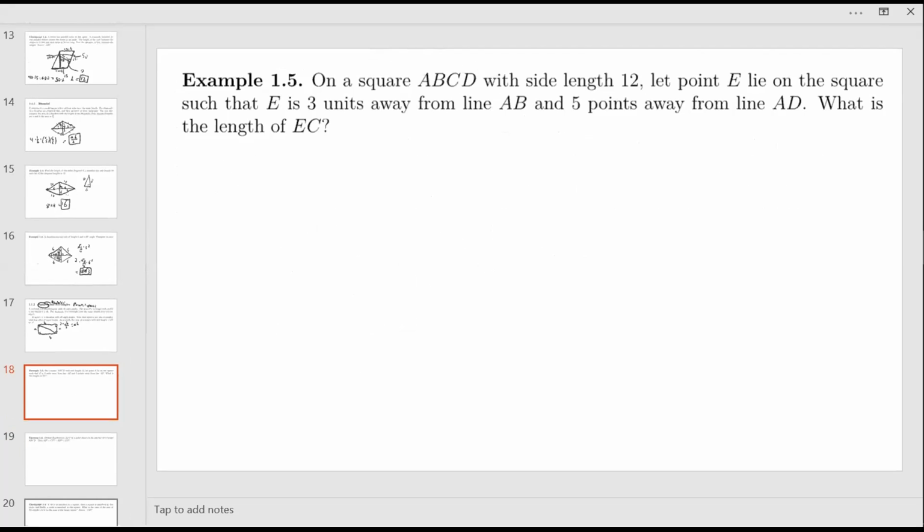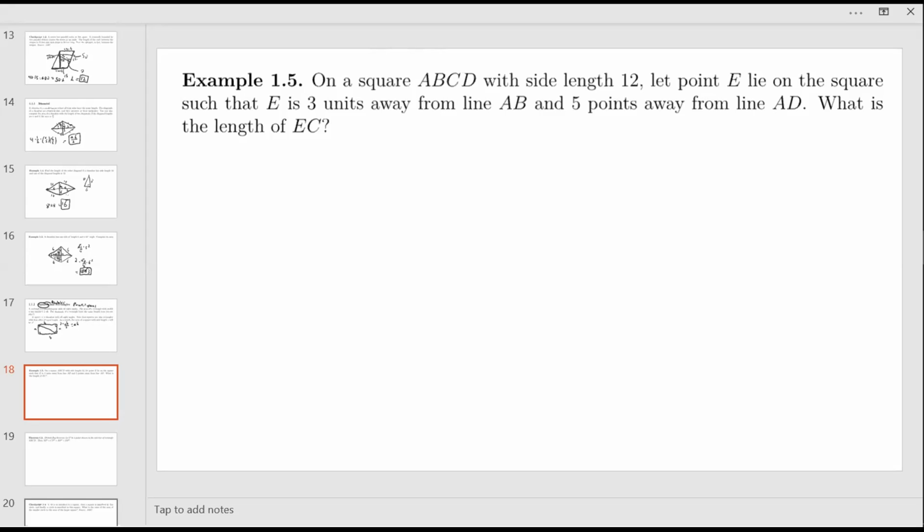So now we'll try this example. So a square ABCD with side length 12. We have a point E lying on the square, so that E is 3 units away from AB and 5 units away from AD, and it's asking for the length of EC.